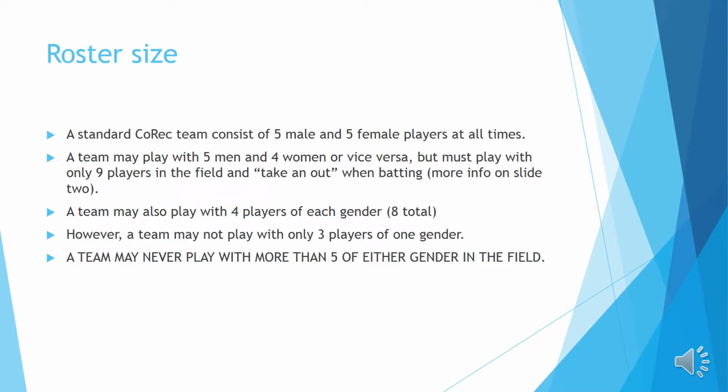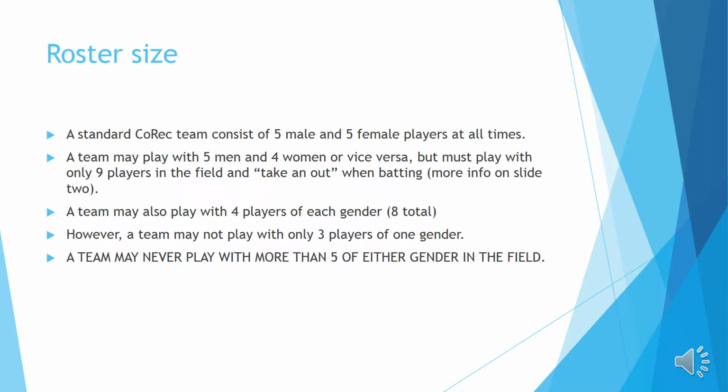Roster size. A standard CoRec team consists of 5 male and 5 female players at all times. A team may play defense with 5 men and 4 women or vice versa, but must play with only 9 players in the field and taken out when batting for the missing man or woman. A team may also play with 4 players of each gender without having to take an out, but may only have 8 players in the field, leaving 2 spots vacant.